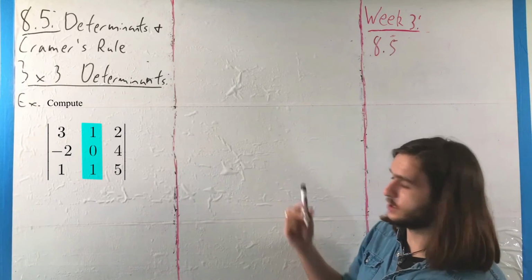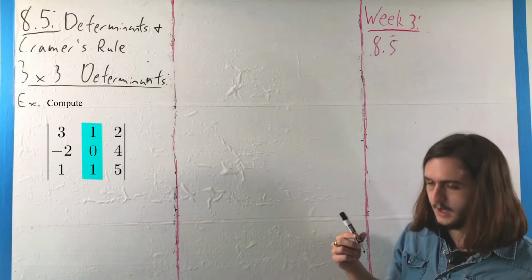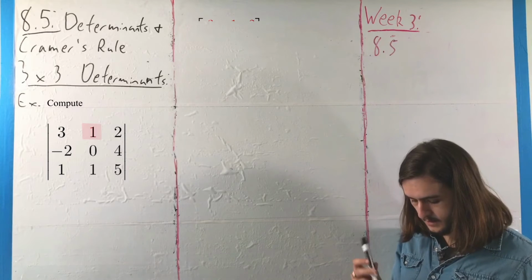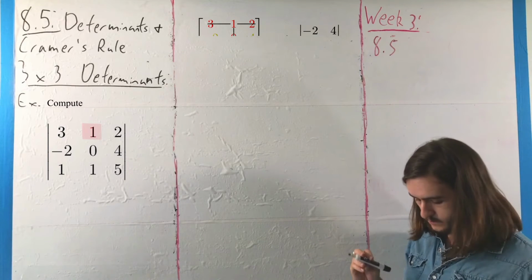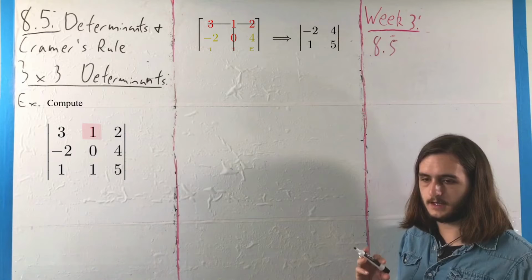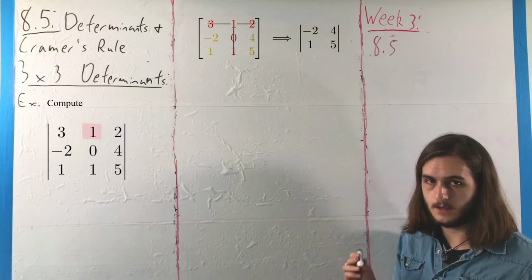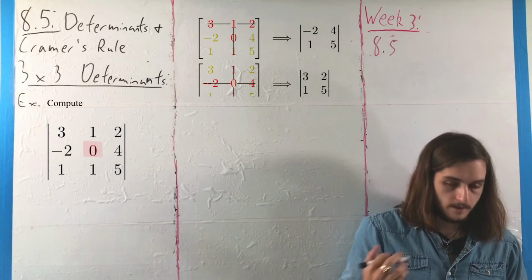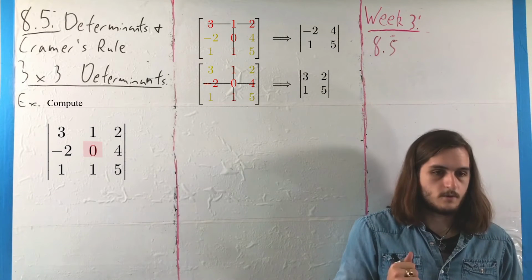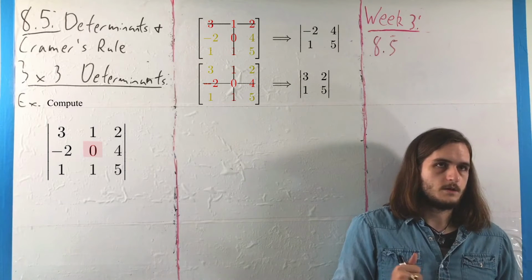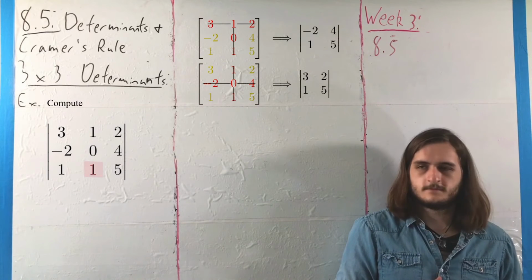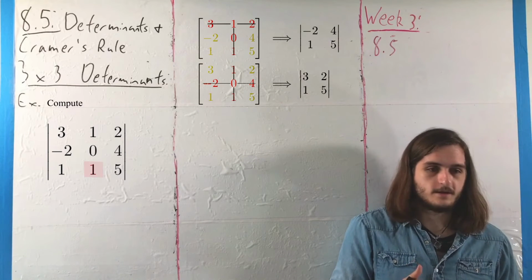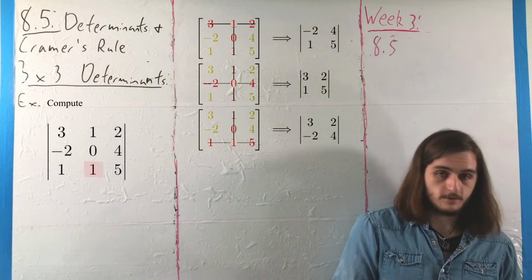So when we're talking about generating our minors, looking at the 1 in position 1, 2, eliminating the row and column there will leave us with a determinant of form negative 2, 4, 1, 5. Then for the 0 in slot 2, 2, we will have a determinant 3, 2, 1, 5. And finally, for the 1 in position 3, 2, we will have the determinant 3, 2, negative 2, 4.